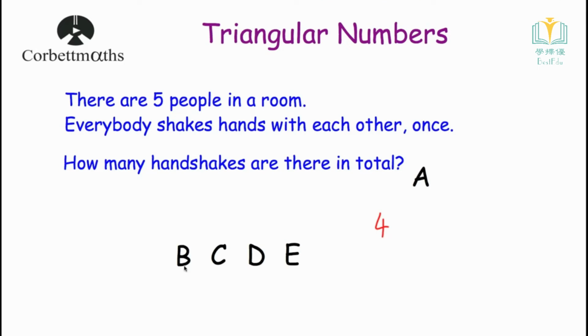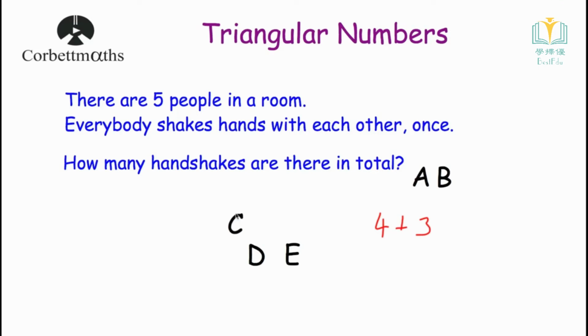Next, we're going to consider person B. Now they're going to walk along the line and shake everyone's hand. So they're going to shake this person's hand, this person's hand, this person's hand, and walk over here beside person A. And they have shook 3 hands, so 1, 2, 3. So altogether there's been 7 handshakes so far. A shook 4 people's hand, and then B shook 3 people's hand.